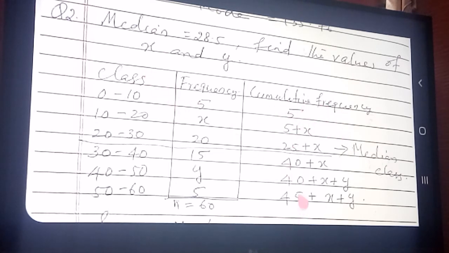Cumulative frequency, clear now? 5 here, then 5 plus x, then 5 plus x plus 20, that means 25 plus x. Then 25 plus x plus 15, 40 plus x, then 40 plus x plus y, and 40 plus x plus y plus 5, 45 plus x plus y. Okay, now we can find out the missing frequencies.